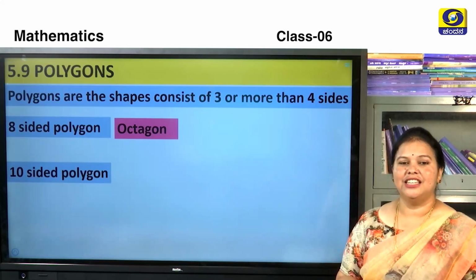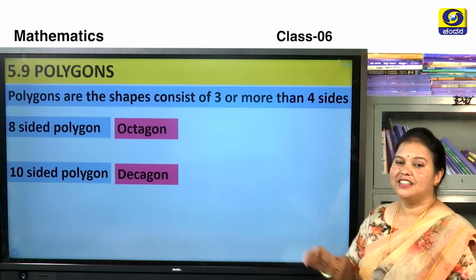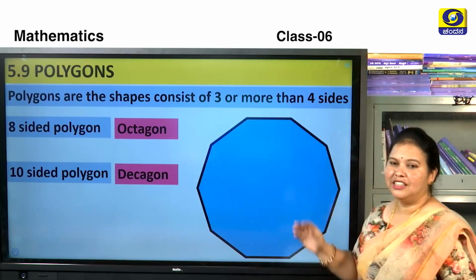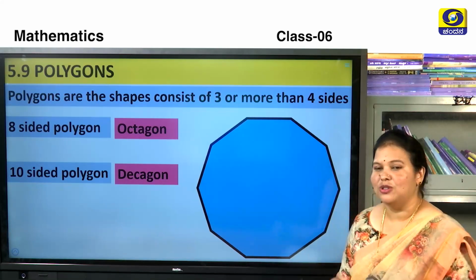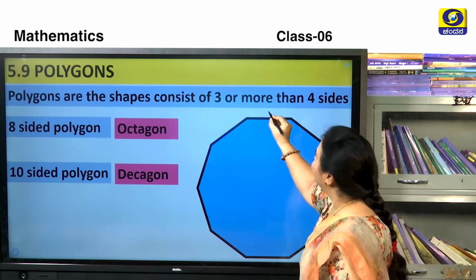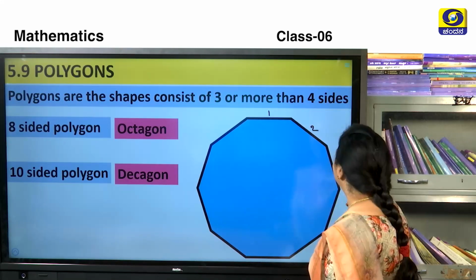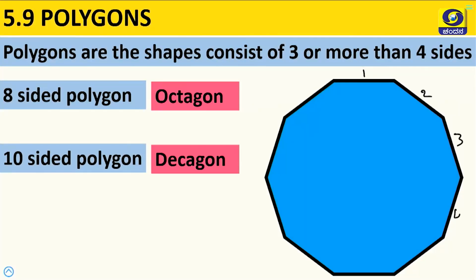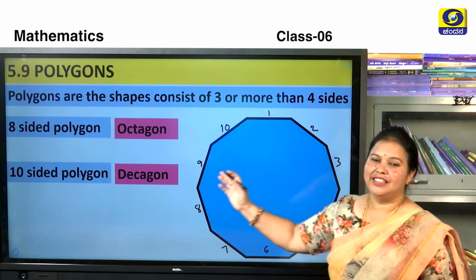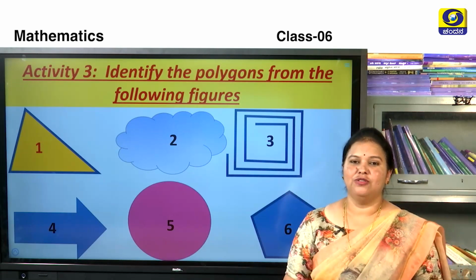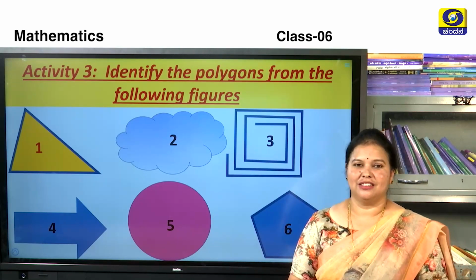Like the same, a 9-sided polygon is called a nonagon. And a 10-sided polygon is named a decagon. Here you can see the shape of this decagon. Let us count the number of sides in this. 1, 2, 3, 4, 5, 6, 7, 8, 9 and 10. So deca means 10. Children, till now we have learnt what polygons are.